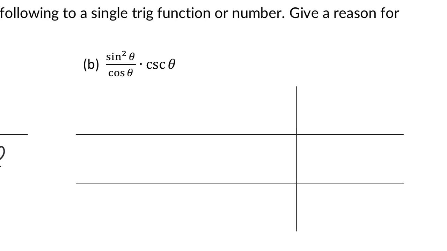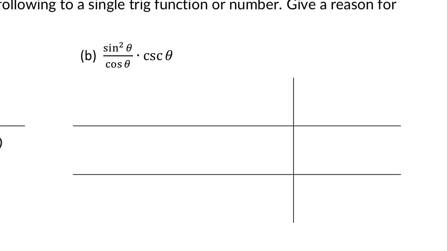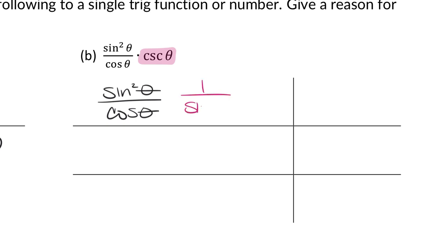Let's go to this one. A good rule of thumb is to always change things, if you don't know what to do, change things into terms of sines and cosines. So the first thing I'm going to do is look at that first. These are both sines and cosines, yeah? We leave it alone. This second one, though, can I change this into sine or cosine? Yeah, what's its reciprocal identity? 1 over sine. So this is going to be sine squared of theta over cosine of theta, no change. Didn't change anything there. And I'm going to rewrite cosecant as 1 over sine of theta. That is the reciprocal identity.